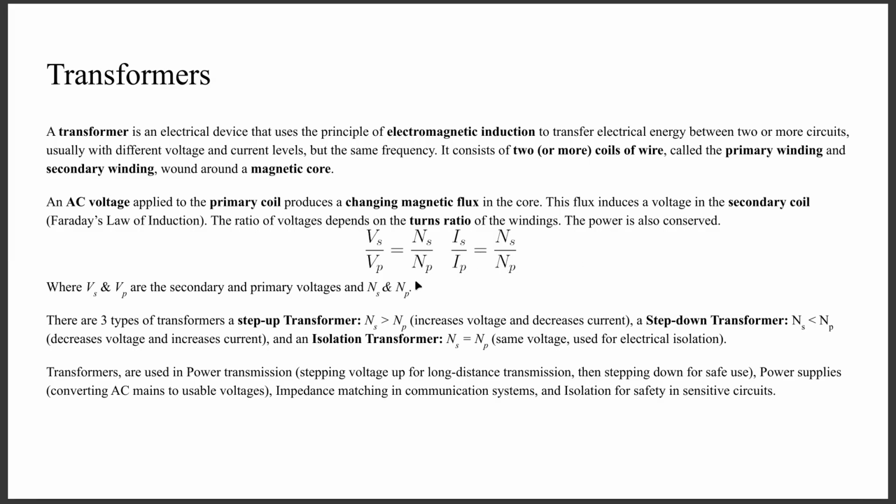Power is also conserved, so it is given by these equations, where V secondary and V primary are the secondary and primary voltages. There are 3 types of transformers: a step-up transformer, a step-down transformer, and an isolation transformer. Transformers are used in power transmission, power supplies, impedance matching in communication systems, and isolation for safety in sensitive circuits.